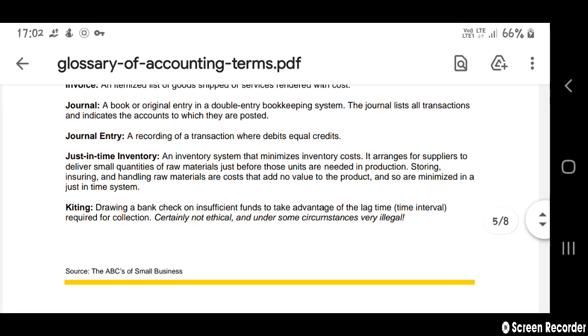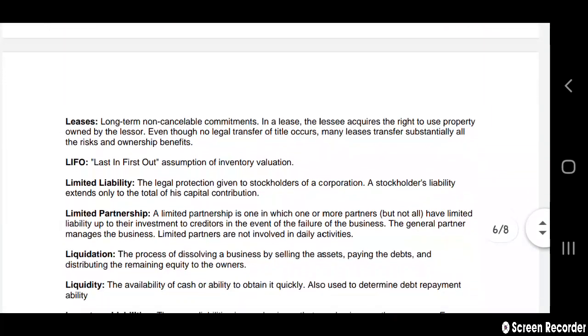Next is kiting. Drawing a bank check on insufficient funds to take advantage of the lag time required for collection is certainly not ethical, and under some circumstances very illegal. It is sometimes illegal.